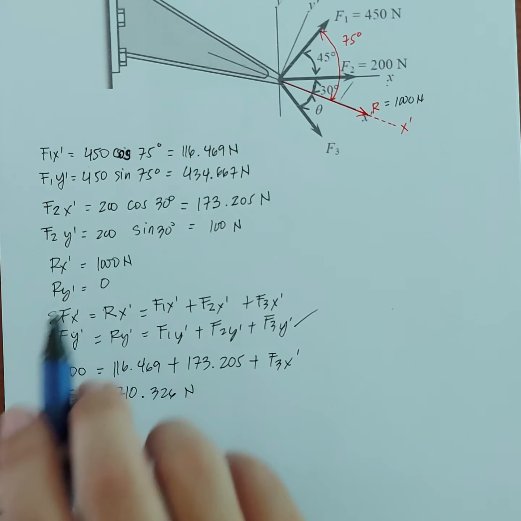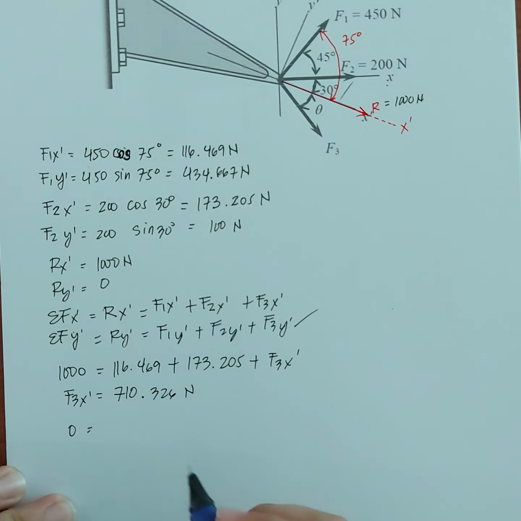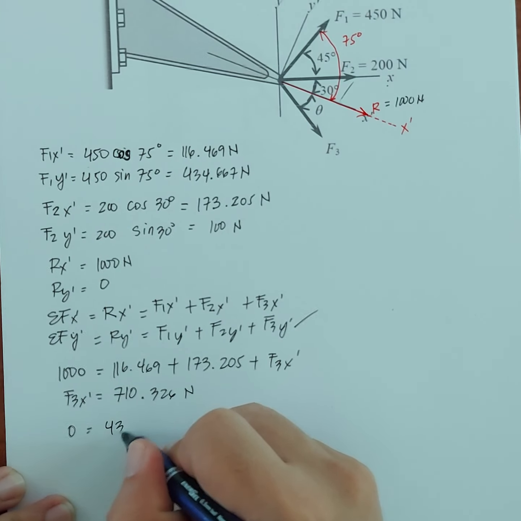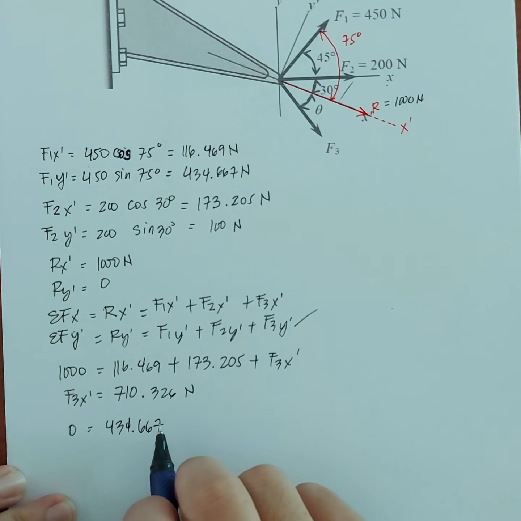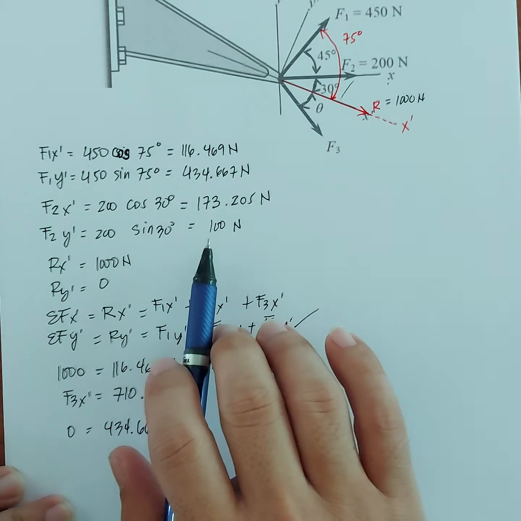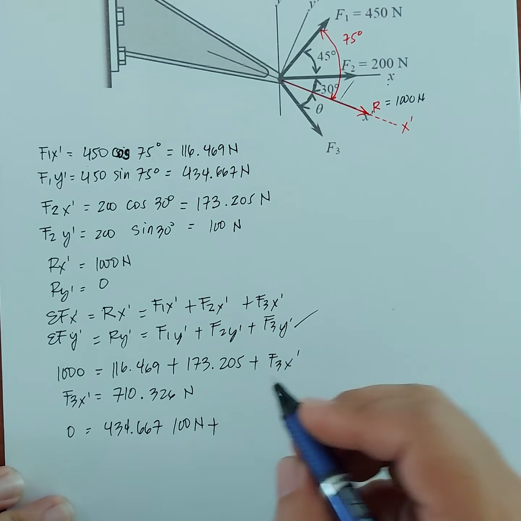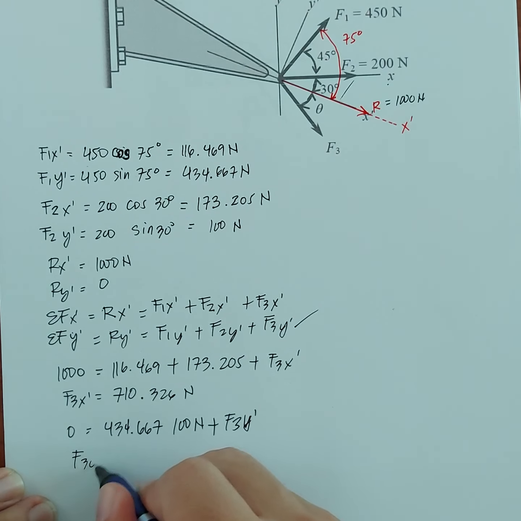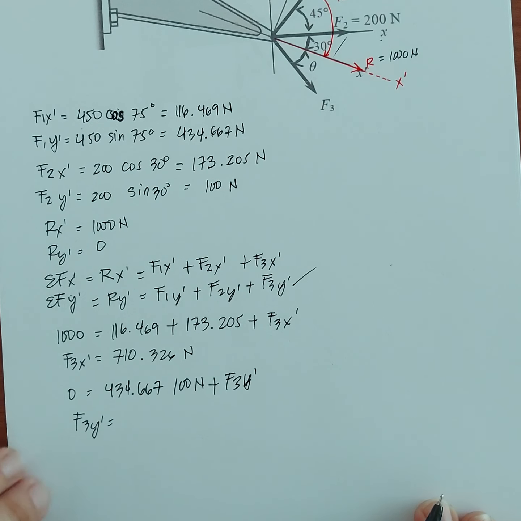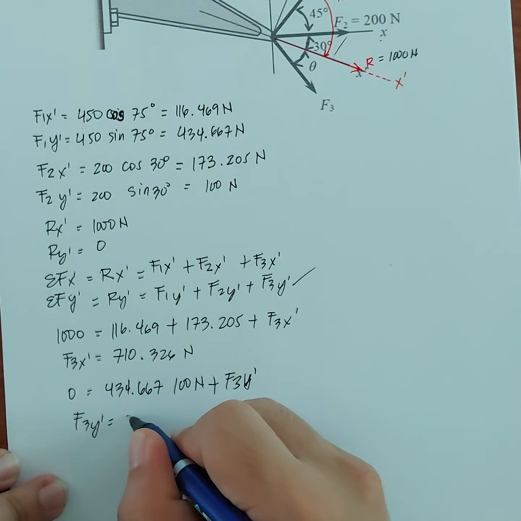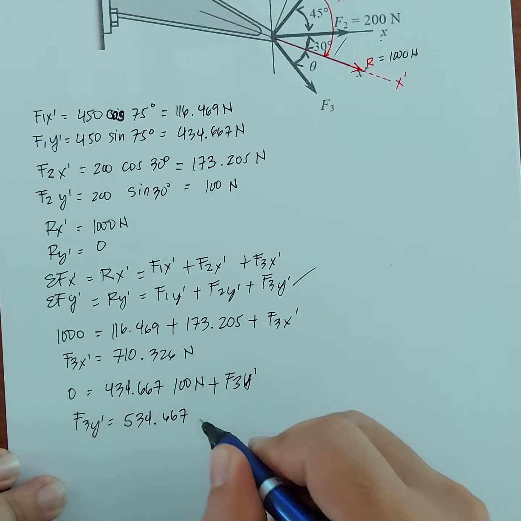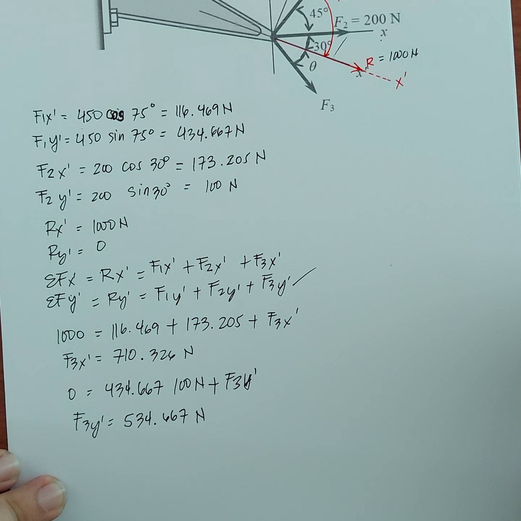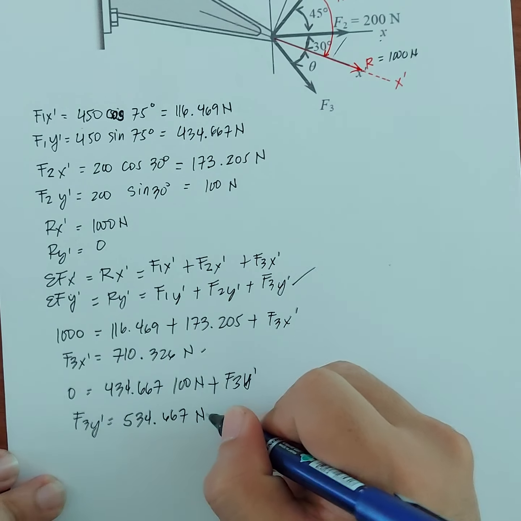So Ry prime is 0. Equal yan sa F1y prime, which is 434.667 newtons, plus F2y prime, that is 100 newtons, plus F3y prime, I should say. Okay. So with this, we can solve for F3y prime. Ano yung F3y prime natin? 534.667 newtons. Okay? So, yan yung values natin for F3x prime and F3y prime.